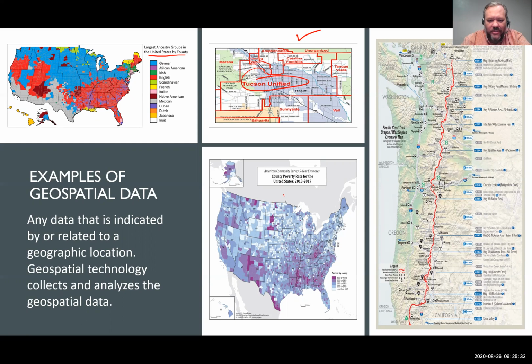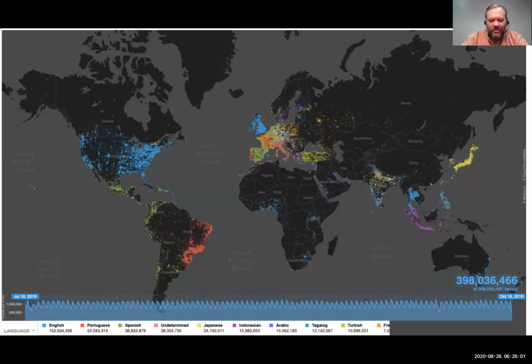County poverty rates in the U.S., again, it's geospatial data. It's measuring attributes of people. And then this is the Pacific Crest Trail. If you're not familiar with it, this is the trail that goes from the bottom of California to the top of Washington State. Beautiful, beautiful scenery. Haven't done it. It's on the list. Anyway, this is a map of the Pacific Crest Trail. All of those are examples of geospatial data.